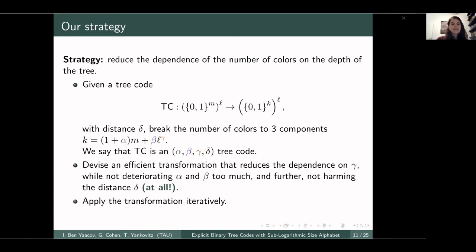Hence, we devise an efficient transformation that reduces the dependency on gamma while not deteriorating alpha and beta too much, and further, not harming the distance at all. This is since even the smallest constant deterioration will cause a vanishing distance when applying the transformation iteratively for a non-constant number of times.